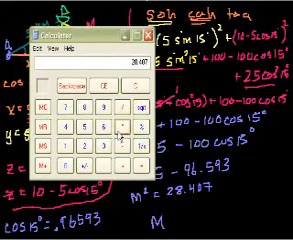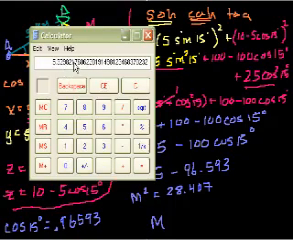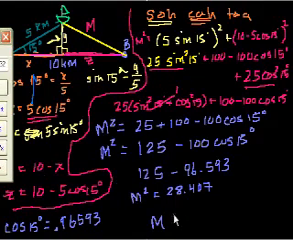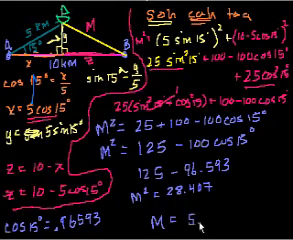And so m is equal to the square root of that. It's going to be 5 point something, right? Square root, 5.3298. So 5.33. M is equal to 5.33. And we're done.